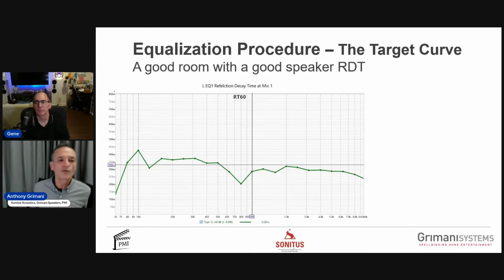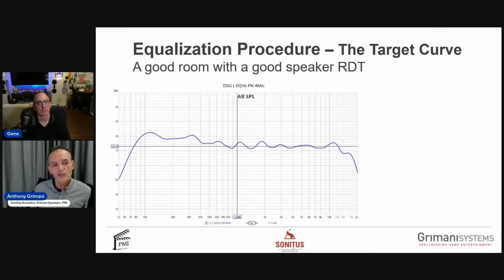So this is a room with pretty smooth reflection decay time with frequency. There's a little bit of an attenuation here at about 800 hertz, may have been a measurement result, whatever. But basically, across the frequencies here, it's all right around 330 milliseconds. And in that room, this was the resulting target curve it took to make the left speaker sound good.